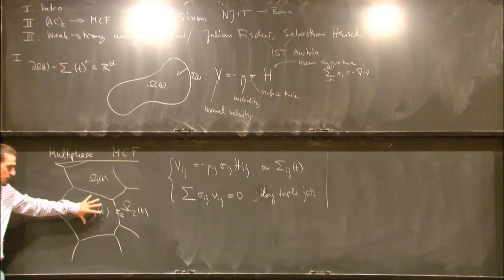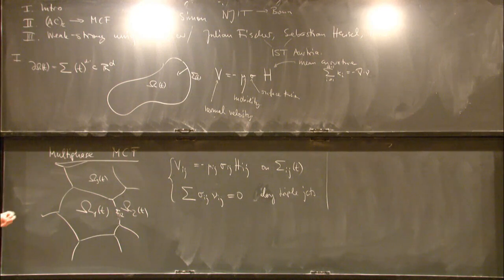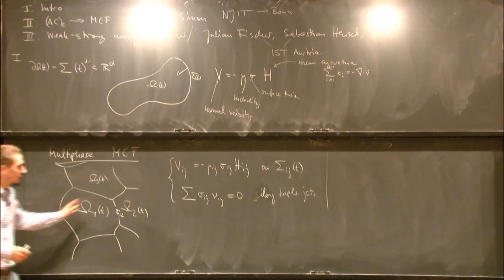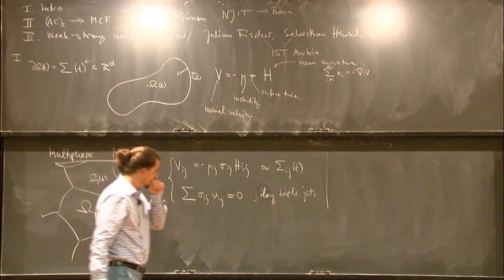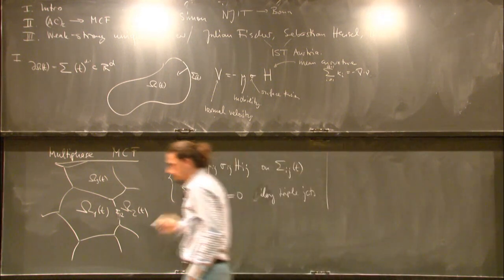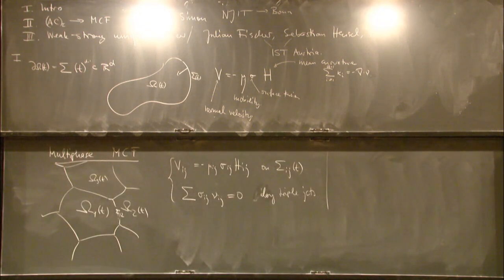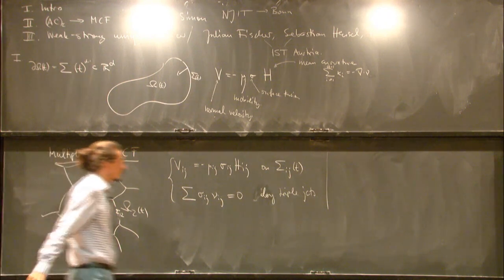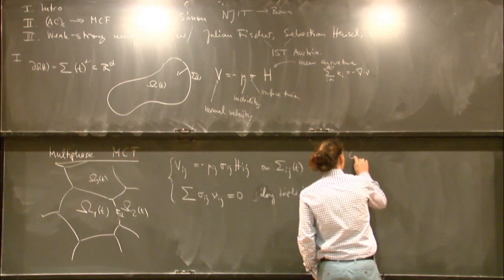So this is grain growth. Some of these grains will grow, others will shrink and disappear. It's a very complex problem. When you look at simulations, there's a lot happening, but the equations are very simple. So one very important observation is that this has a gradient flow structure.